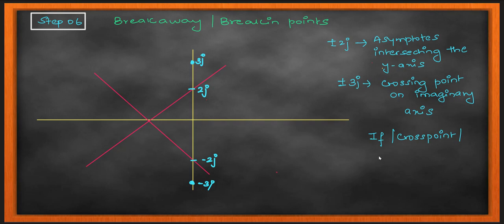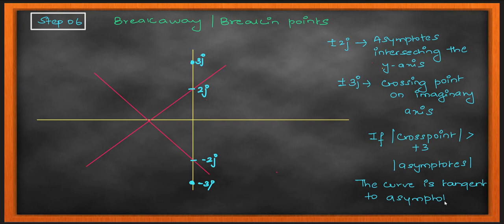If my crossing point, plus or minus 2j, is greater than your asymptote, then the breakaway point exists. The breakaway point is a tangent line from the 3j to this point 2j. I'm going to show you how the breakaway point can exist. These are the 4 poles I have, and now I can draw the breakaway point as a tangent.